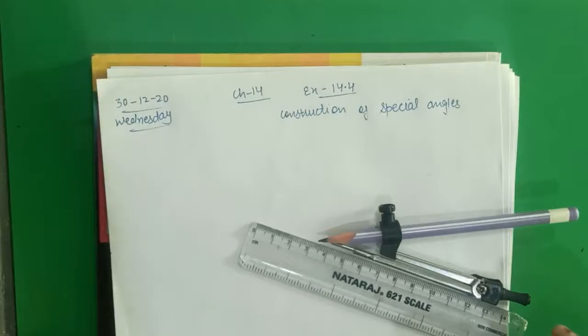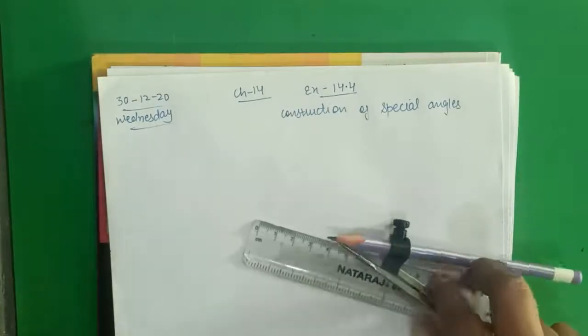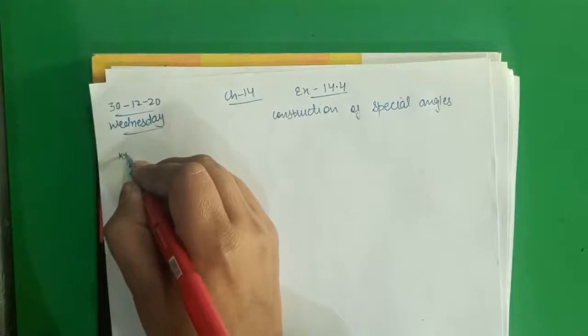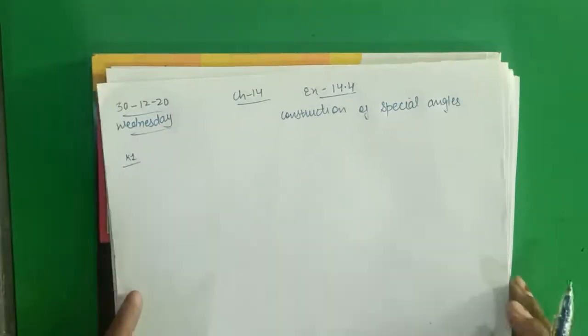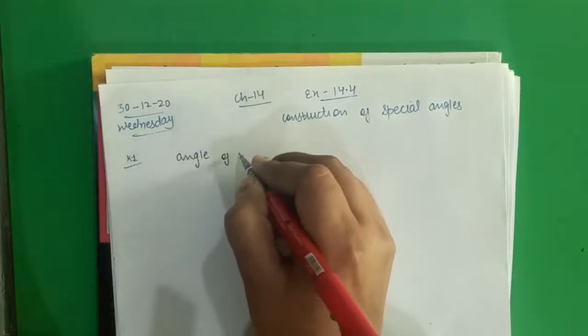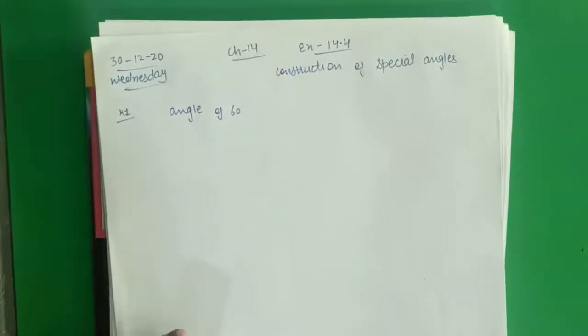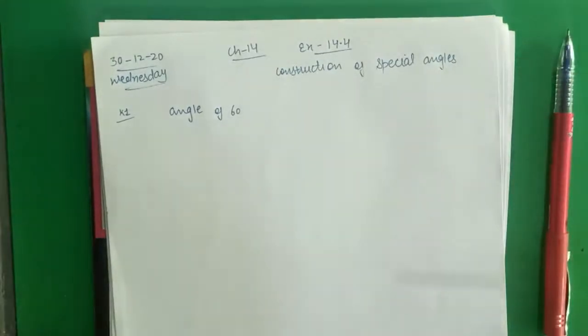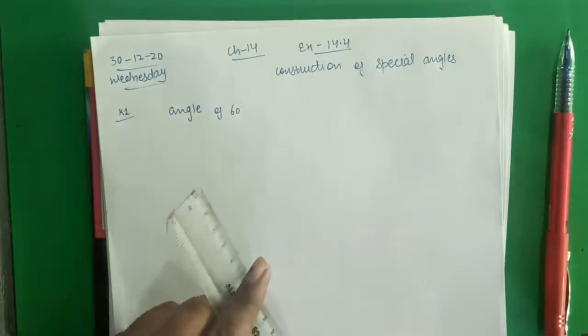Now, in this, the question is: the steps of constructing an angle measuring 60 degrees without using a protractor are given below, so we have to arrange them. Side by side, we will draw the angle of 60 degrees, and then you will learn which step comes first and which comes second. So here, firstly, what is required?